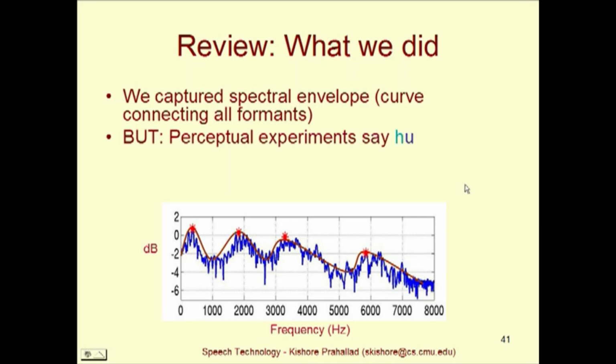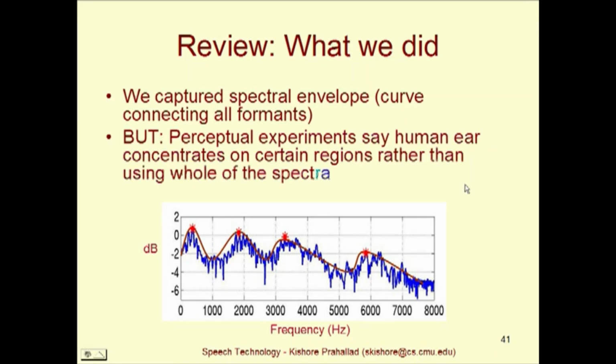But the perceptual experiments, which deal with human perceptual behavior, have found that the human ear concentrates on certain regions rather than using the whole spectral envelope. That means the human ear concentrates on some parts of this spectral envelope rather than using this entire curve. So how can somebody find out what those frequency regions, those concentration points, are?